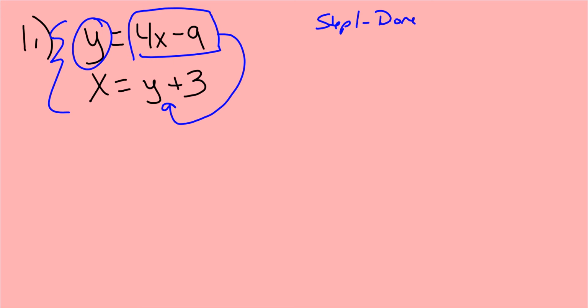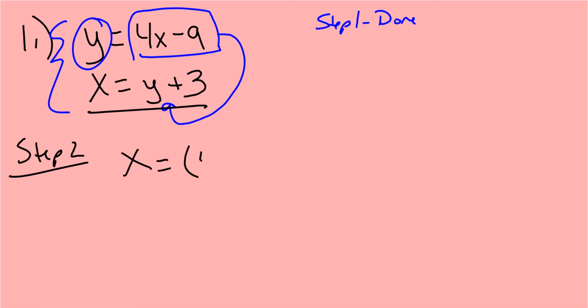Step 2 says I'm going to write the bottom equation. And instead of y, I'm going to put 4x minus 9, plus 3. Now this one's pretty easy. With the parentheses, there is no distributive property here, so the parentheses just go away. And you're going to combine like terms.